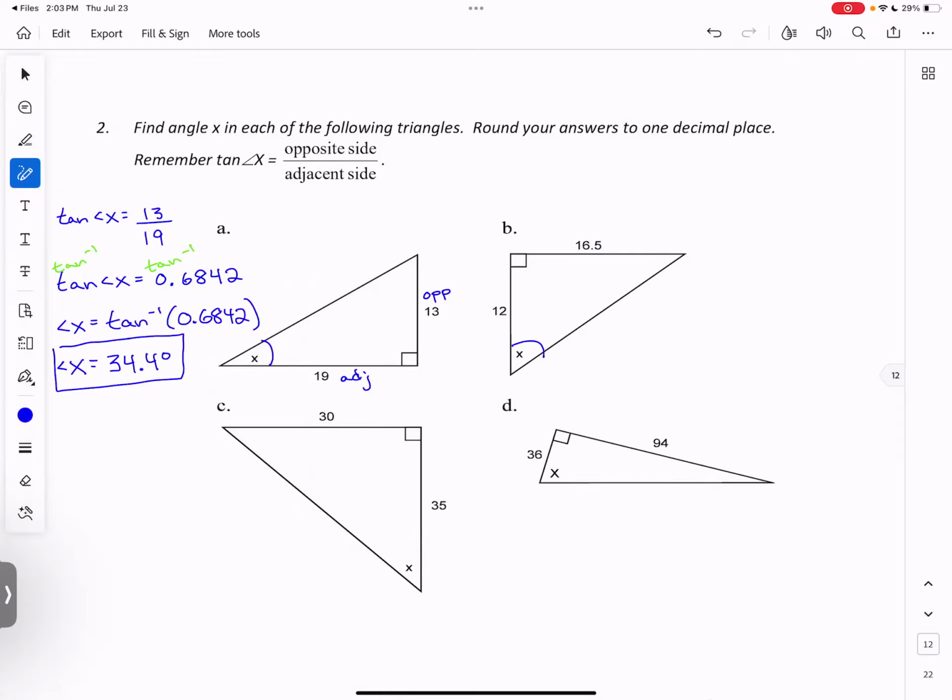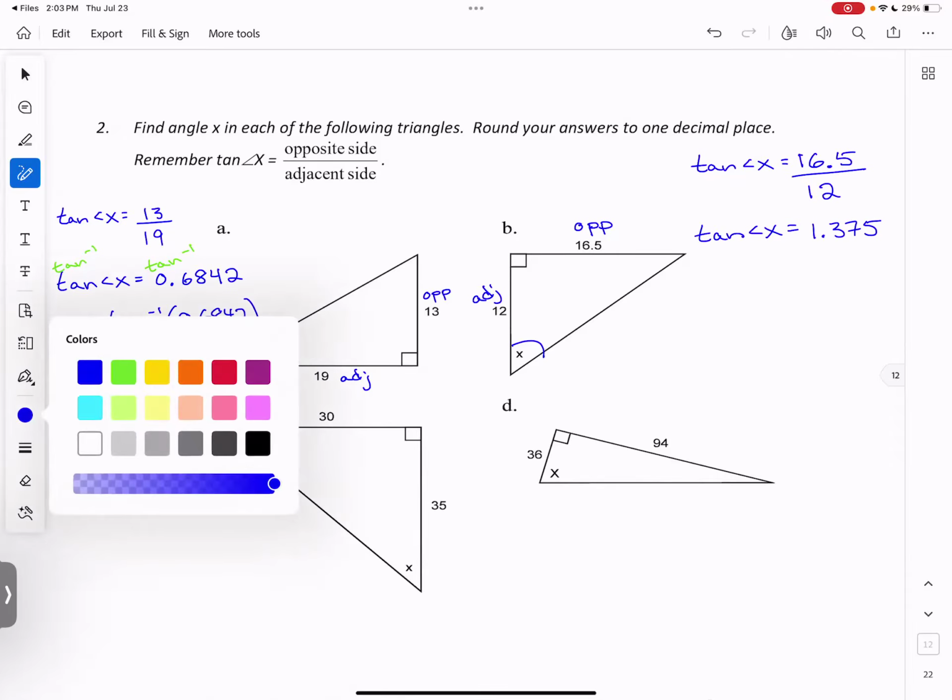Okay, in B, we've got our opposite up here and adjacent over here. So tan of angle x is opposite over adjacent, which is 16.5 over 12. And in decimal form, again I would just leave this number on my calculator, I get 1.375.